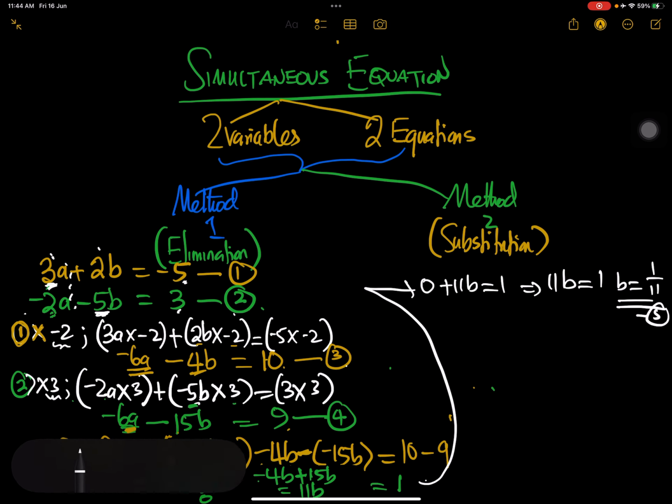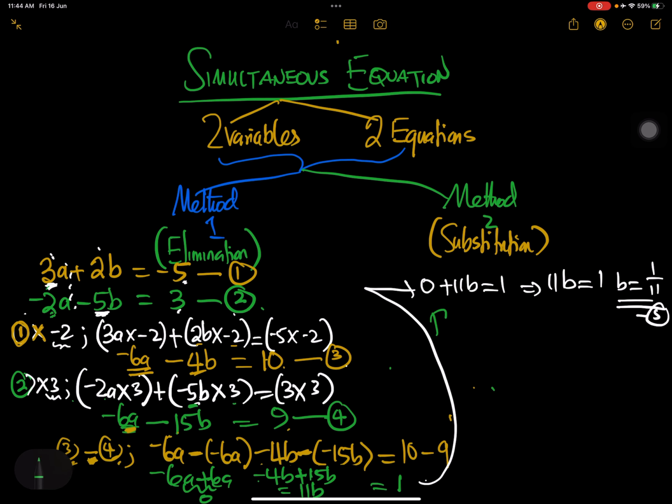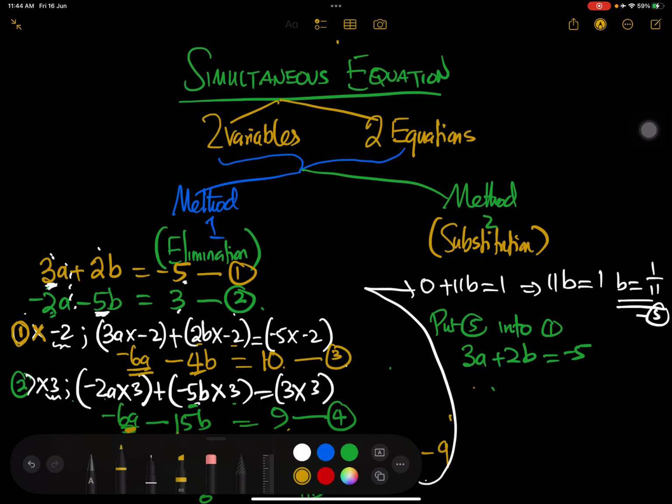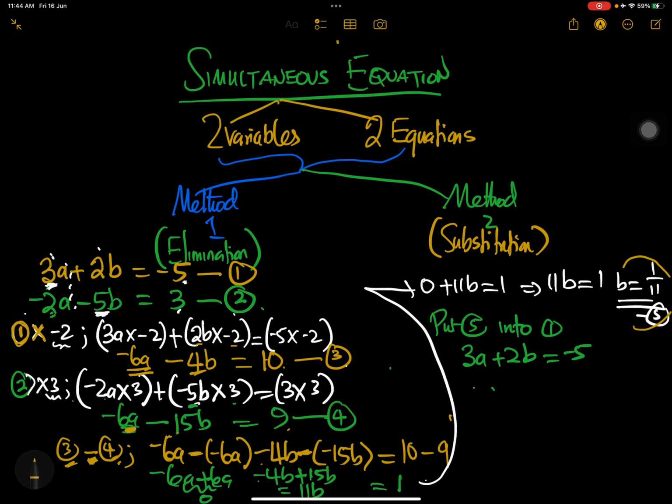We can say that that is equation 5. Now we can put equation 5 into any of the equations. We can put it into equation 1. What is equation 1? Equation 1 is 3a plus 2b is equal to negative 5. Don't forget. So we're going to put this into this equation.